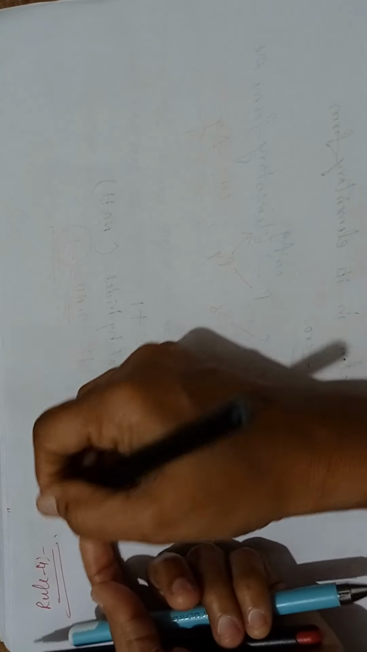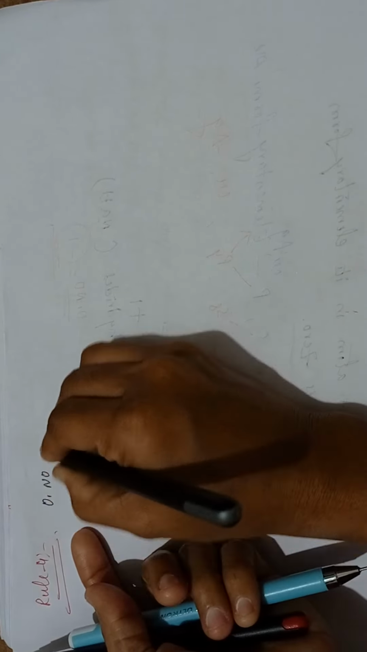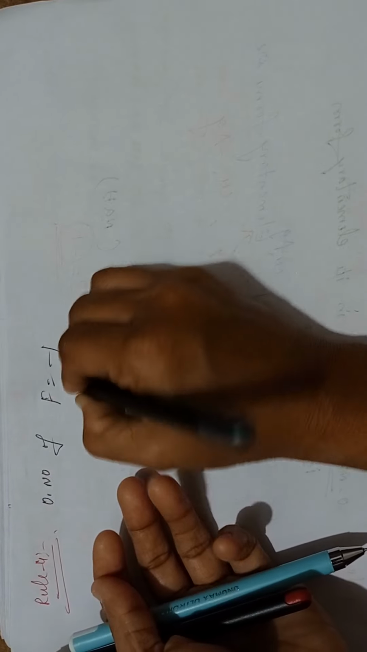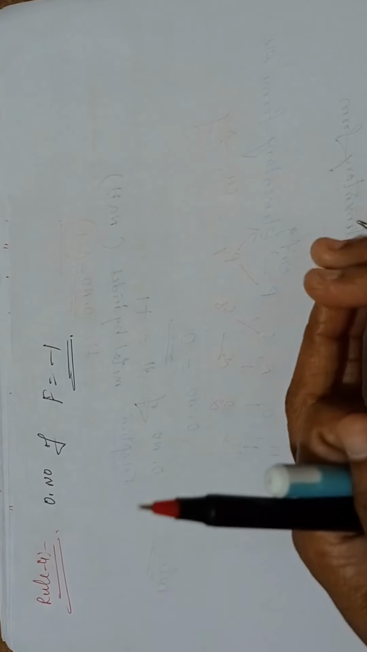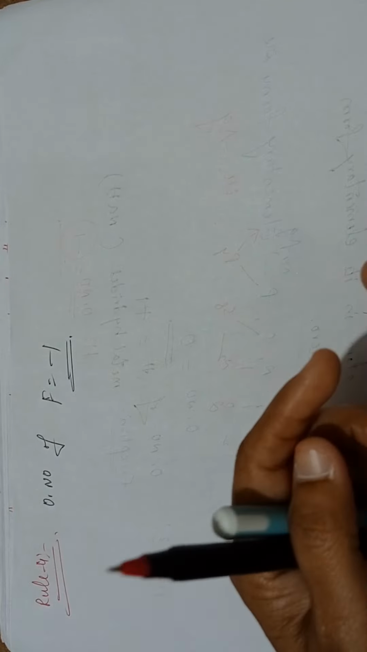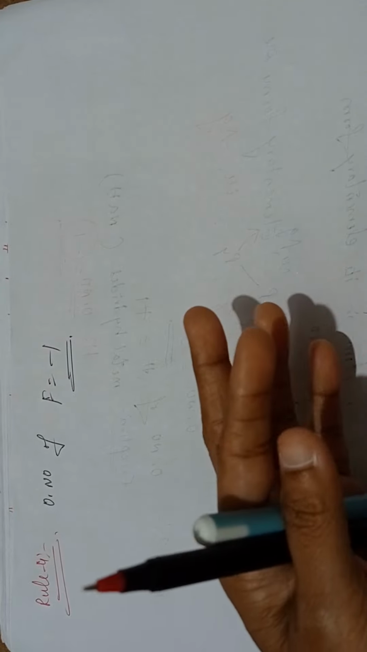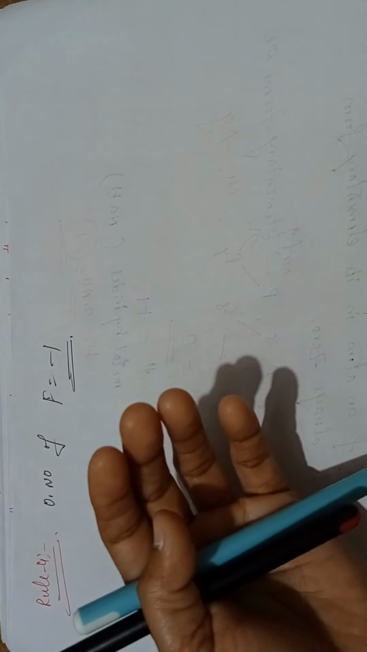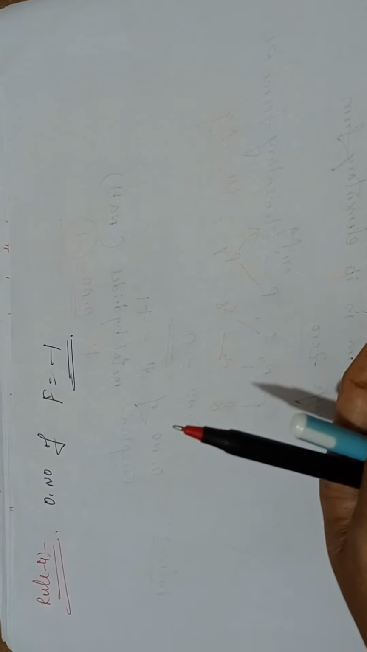So now, students, rule 4. What is rule 4, students? The oxidation number of fluorine is always -1. It is a fixed value. In any compound where the fluorine element is present, its oxidation state is -1. You have to remember that. So that is the rule.